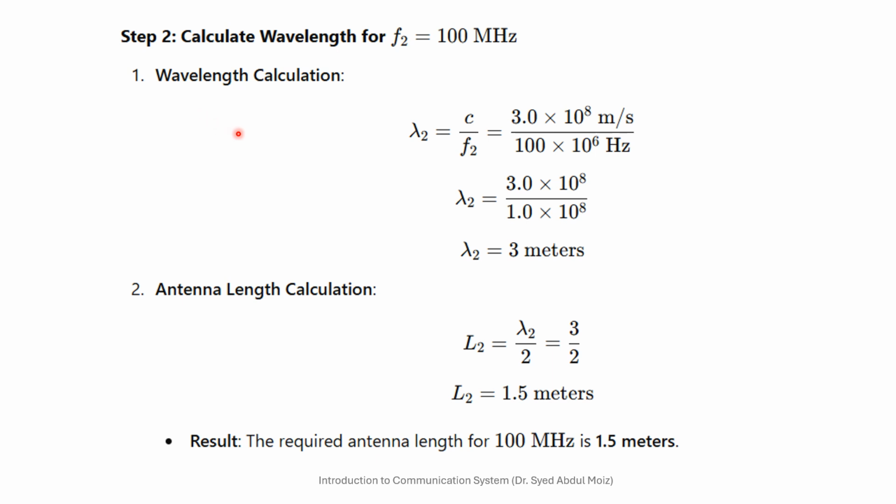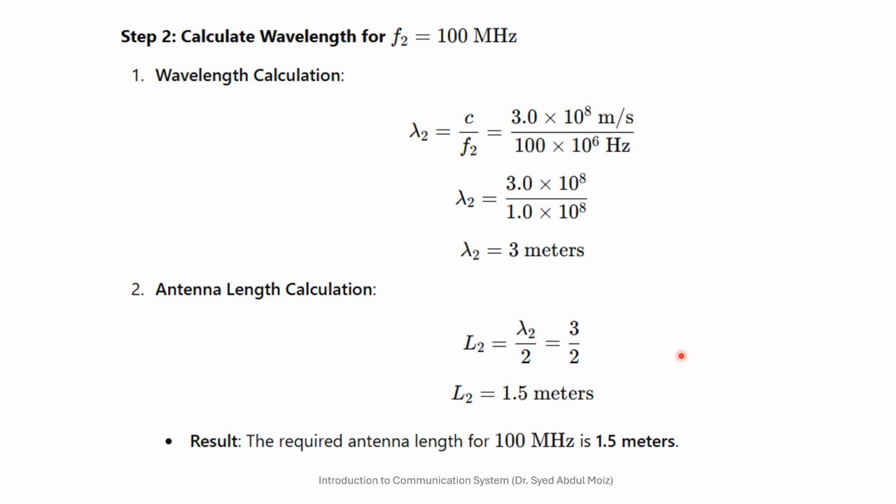Here you will see lambda 2, where our frequency f2 is 100 megahertz. Lambda 2 is equal to c over f2, and we calculate lambda 2 to be 3 meters. So for the antenna size, the length of the antenna is lambda 2 by 2. Here we find 1.5 meters, which is highly practical.